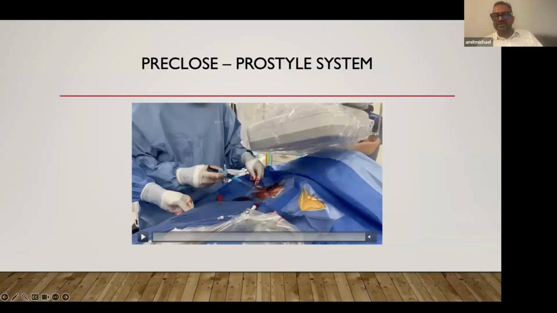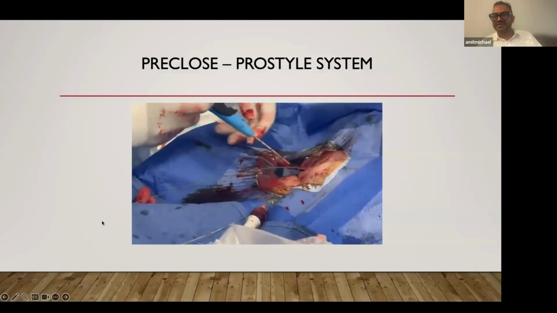Then we do something called pre-close, which is the ProGlide system. So we put internal sutures prior to the case. We don't tighten the sutures, which is why it's called a pre-close system. The device is called the ProGlide. So these are internal sutures that we apply to the vessel.